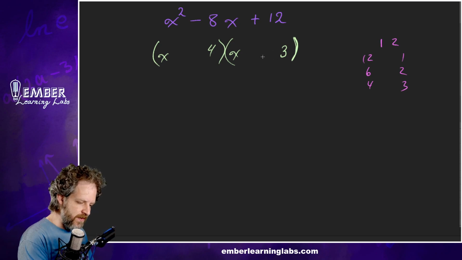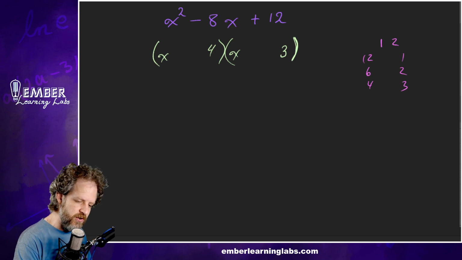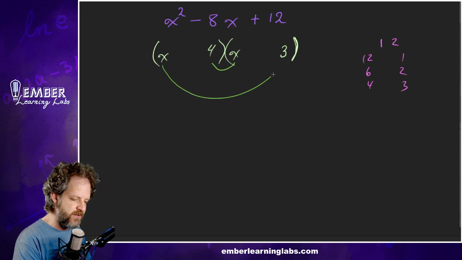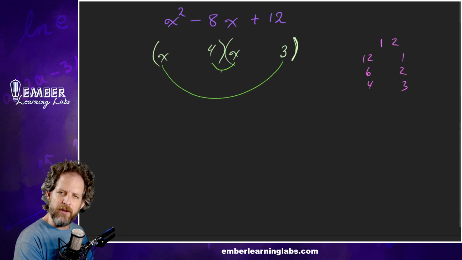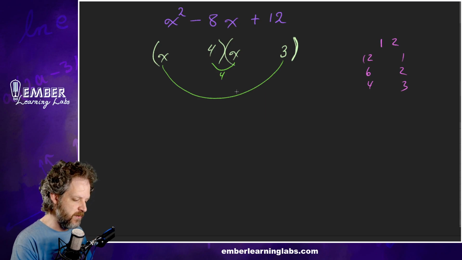So after we've got our guess, we're going to check. And the way we do a check is we do a smiley face, right? So we're going to do a smiley face. There's our nose, there's our mouth. And then we multiply along the smiley face. 4 times 1 is 4. Remember, if there's nothing there, there's an invisible 1. 1 times 3 is 3.